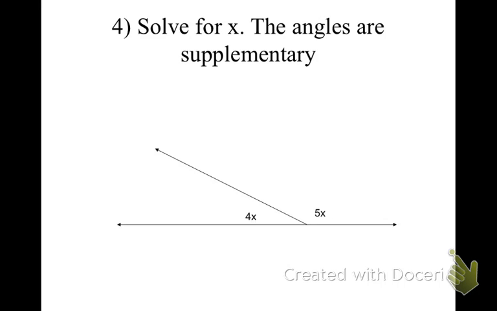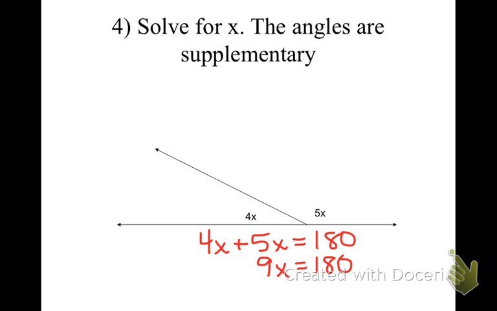In this case, I want to write another expression and combine some like terms. So I know that 4x plus 5x equals 180, which is 9x equal to 180. Dividing both sides by 9, I will find x is equal to 20. I could plug that back in and get 20 times 4, 80 degrees on this angle, and 5 times 20 for 100 degrees on this angle, knowing that those add up to 180.